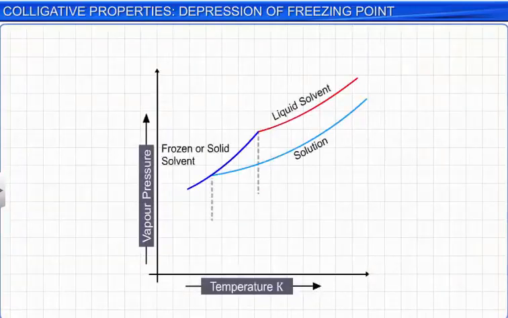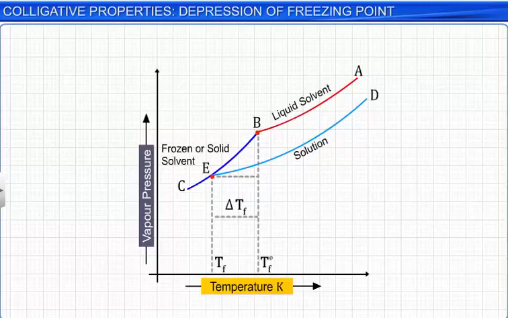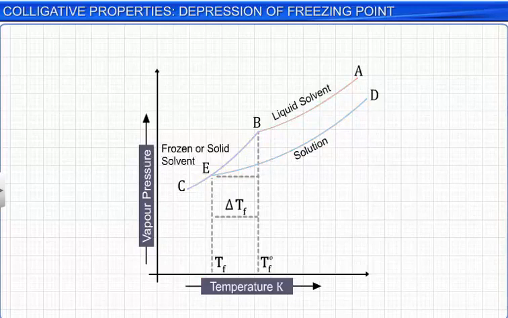This can also be explained if we plot a graph of the variation of the vapor pressure of a pure solvent and solution as a function of temperature. On cooling, the vapor pressure of the pure solvent decreases along curve AB. At point B, the solid starts appearing. On further cooling, the vapor pressure decreases steeply along BC.